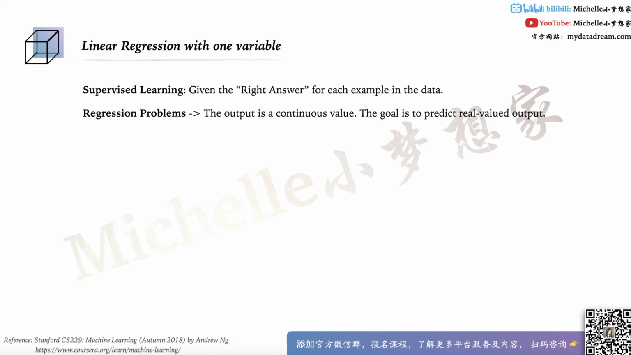Let's start by discussing the purpose of supervised learning and regression problems. In supervised learning, as we have mentioned before, we feed data into a model and we expect the model to provide the correct answer. For regression model specifically, the output is a continuous value, meaning it can take on any value within a range. For example, it could predict real-world quantities like house prices or a person's height. The goal of a regression model is to predict these real-world values as accurately as possible.